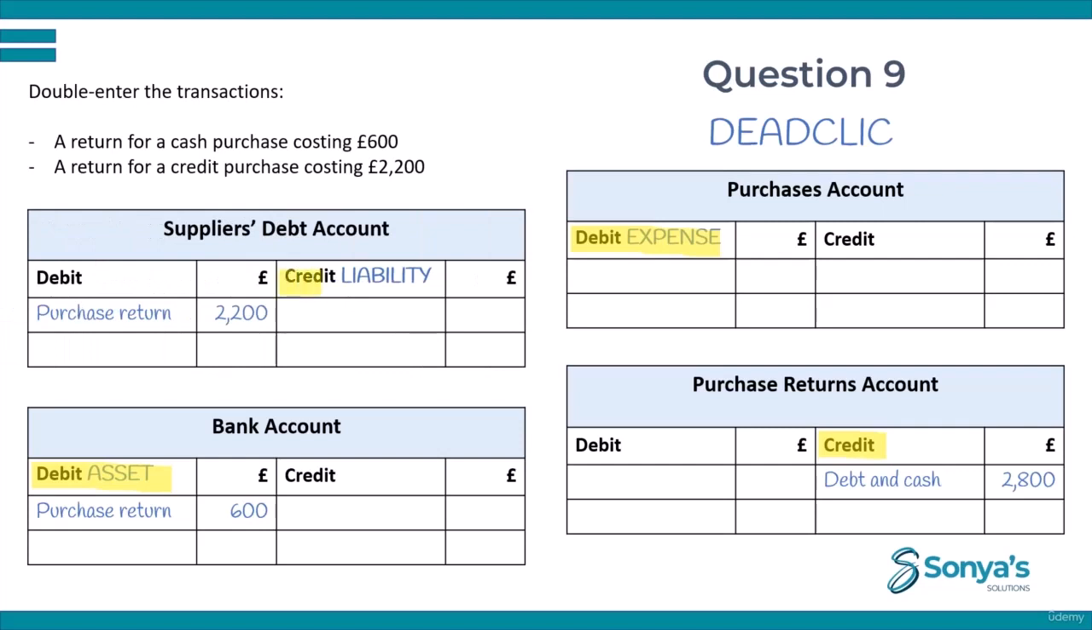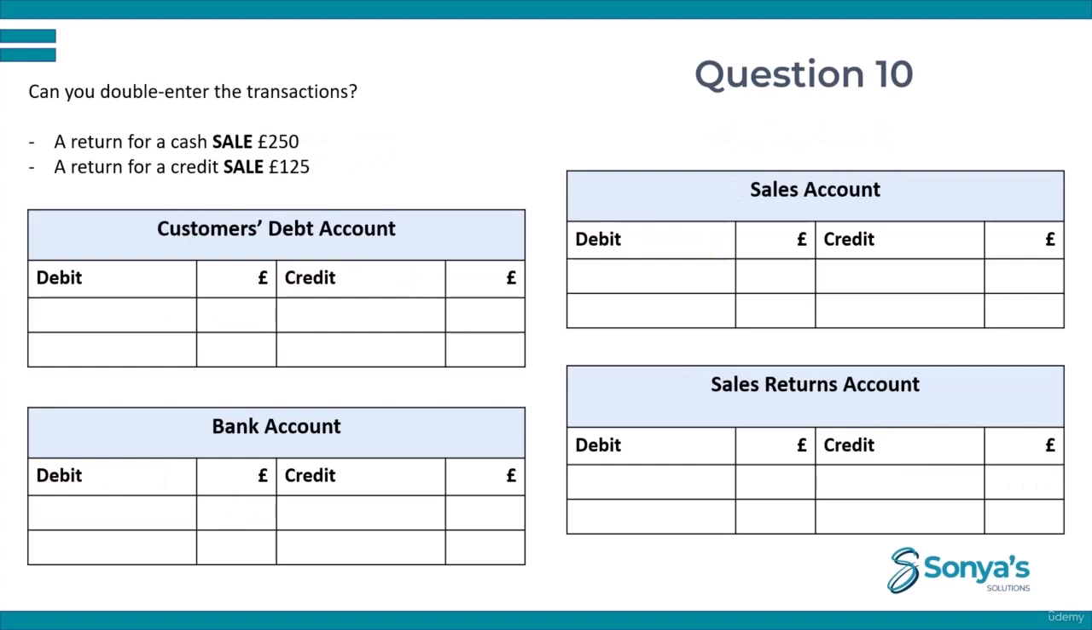The invoice, the liability, is on the credit side of the supplier's debt account. It needs removing with a debit entry. Finally, did you check that the entries balance? Get ready to pause the video to give yourself time to read and answer the question.